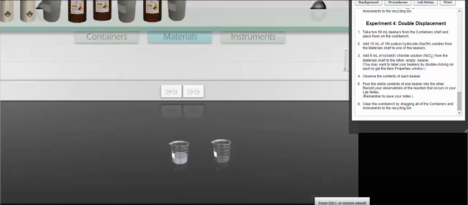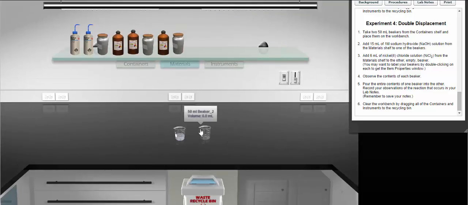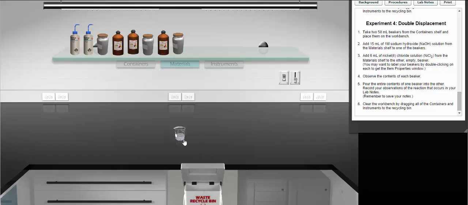Once we're done, all that's left to do is to clear the table. And that's all for the reaction today.